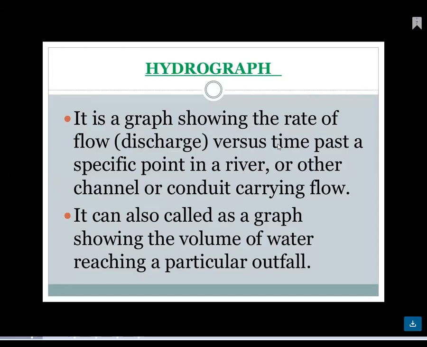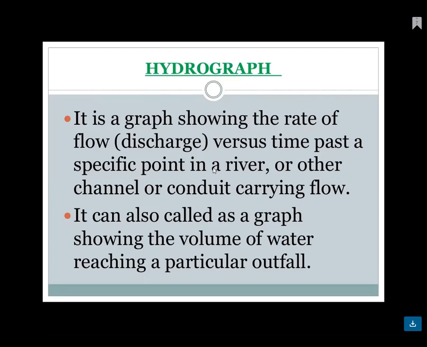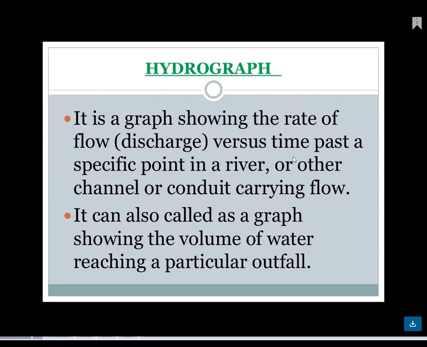Whatever the flow or whatever the discharge of water is coming from the catchment area with respect to time. So this is the graph showing the discharge versus time past a specific point in a river or other channel or conduit carrying flow. It can also be called a graph showing the volume of water reaching a particular outward. Okay, so hydrograph is nothing but the graph showing the rate of flow, that is discharge, versus time past a specific point in a river.